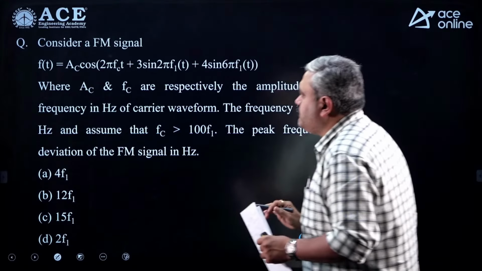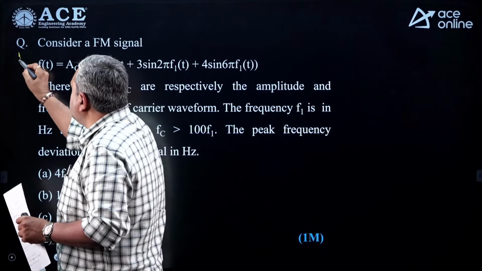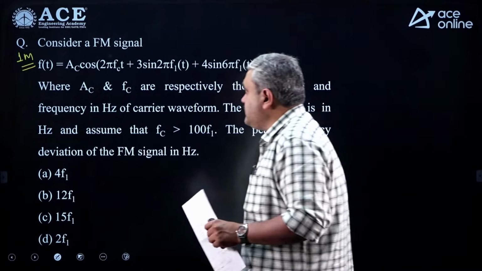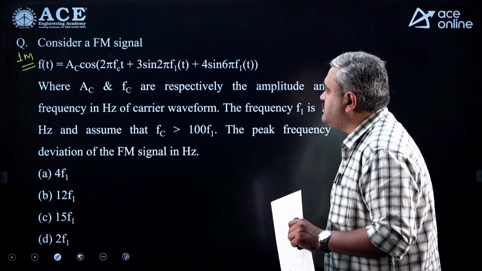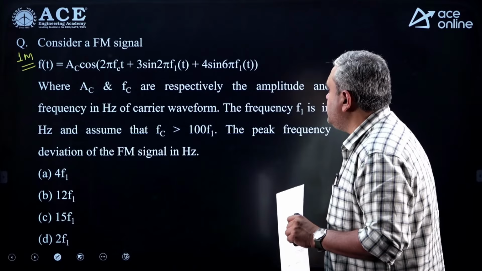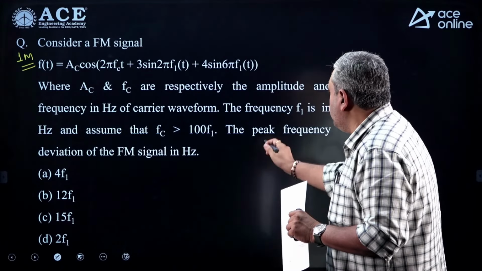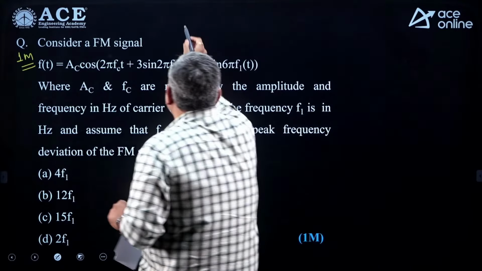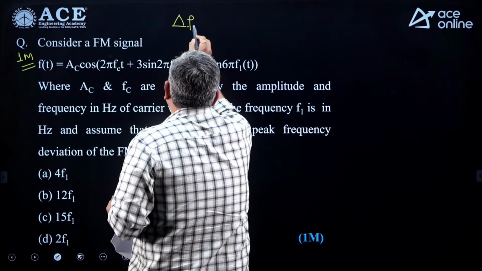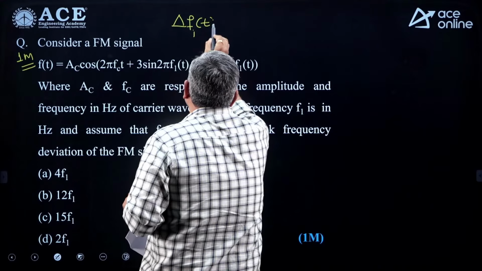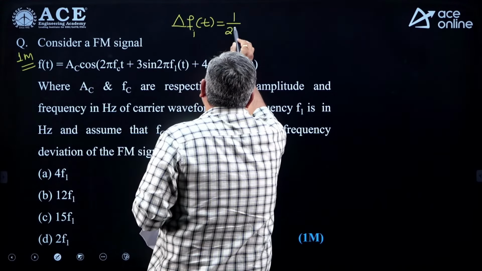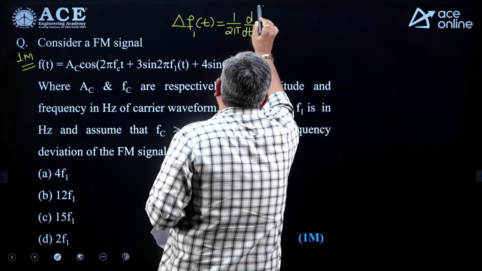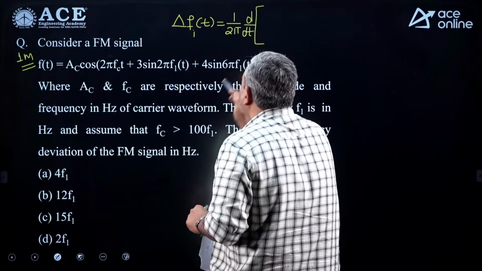This is straightforward, most likely a 1 mark question. See the data, the modulated signal of an FM is given, and he is asking for the peak frequency deviation of the FM signal. So, what is the frequency deviation? First of all, the instantaneous frequency deviation is 1 by 2 pi d by dt of the instantaneous phase deviation.